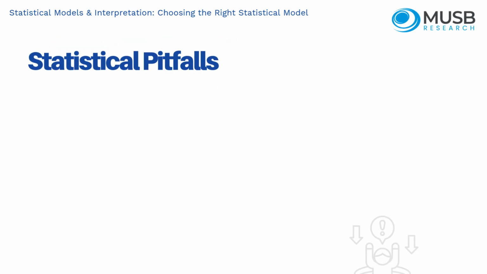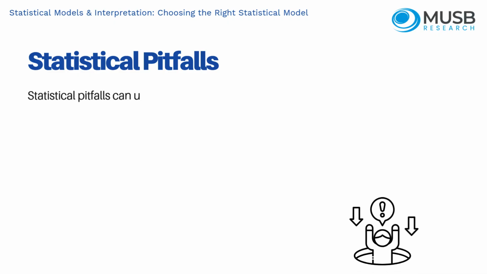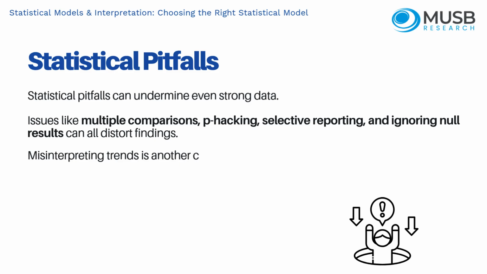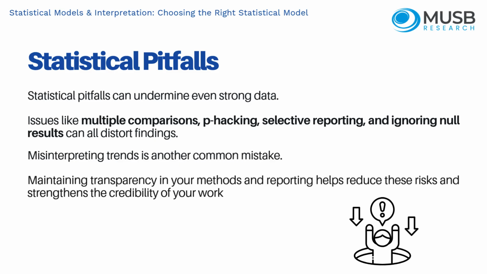Statistical pitfalls. Statistical pitfalls can undermine even strong data. Issues like multiple comparisons, p-hacking, selective reporting, and ignoring null results can all distort findings. Misinterpreting trends is another common mistake. Maintaining transparency in your methods and reporting helps reduce these risks and strengthens the credibility of your work.